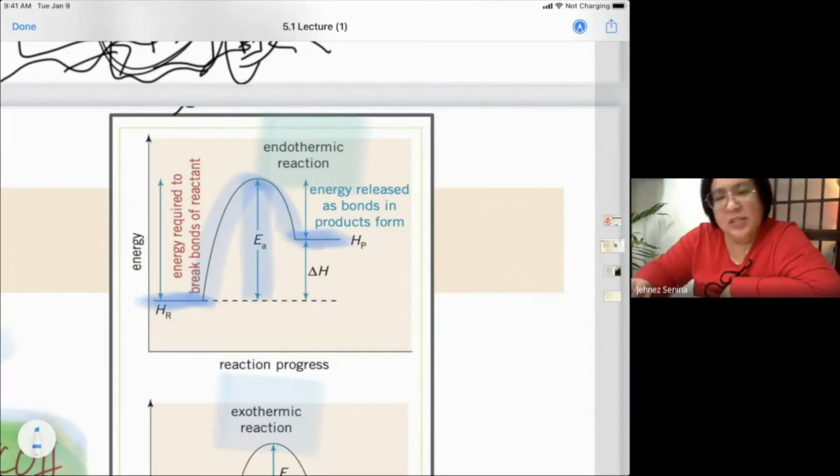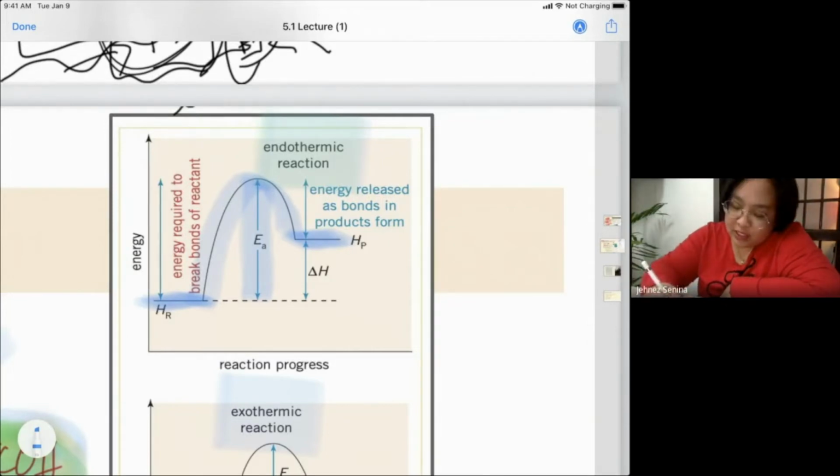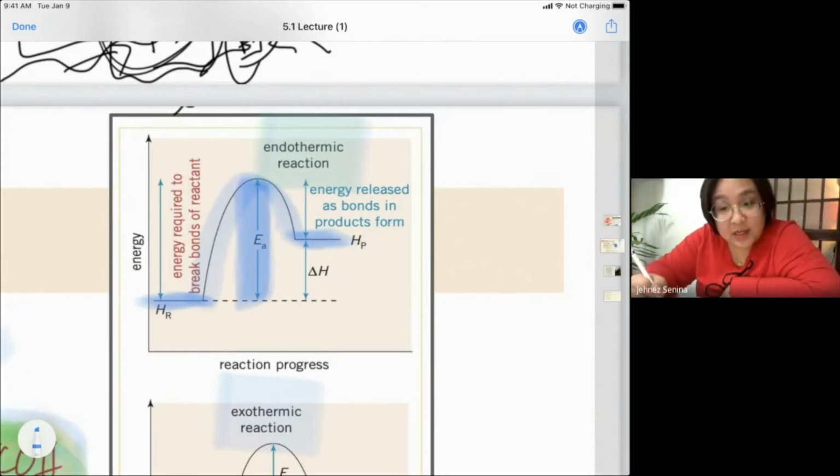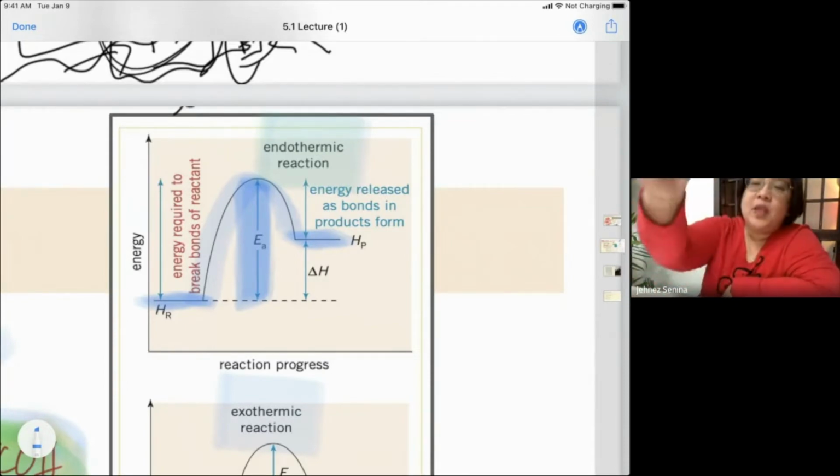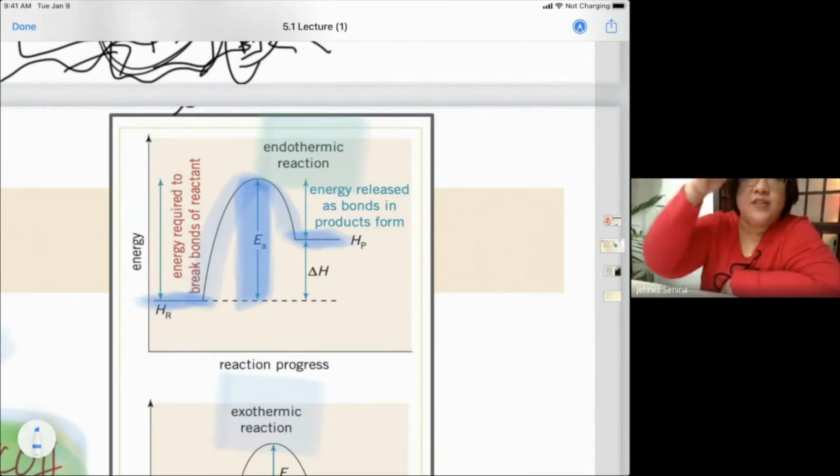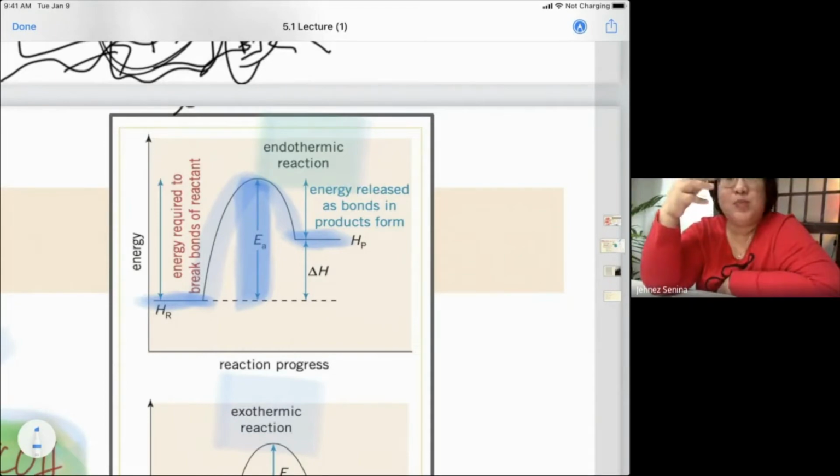You're like, what's that, miss? That's new. Or you know that already in bio. What is activation energy? The energy needed to start a reaction. Put that in your notebook if it's not there. EA, energy of activation. So all chemical reactions need an EA. You need to reach this amount of energy first before the reaction can proceed. Okay, energy of activation.